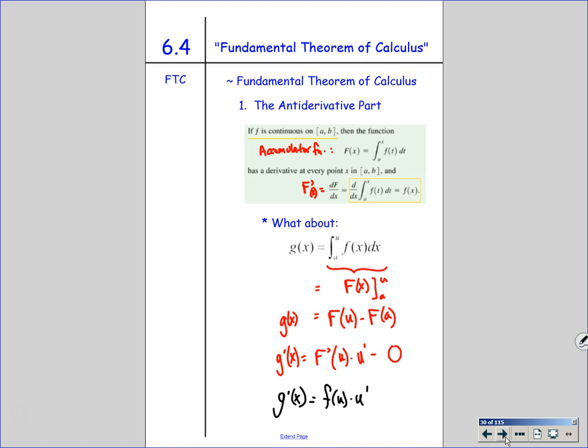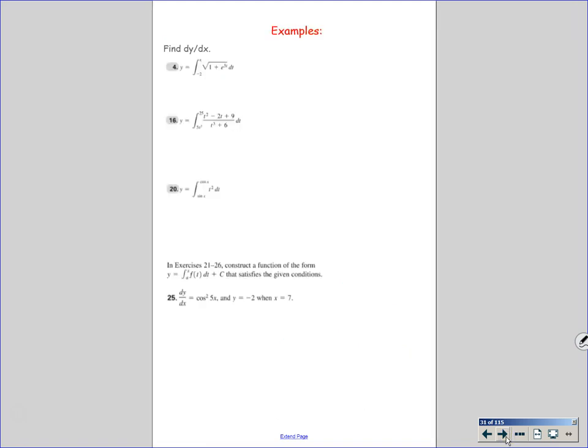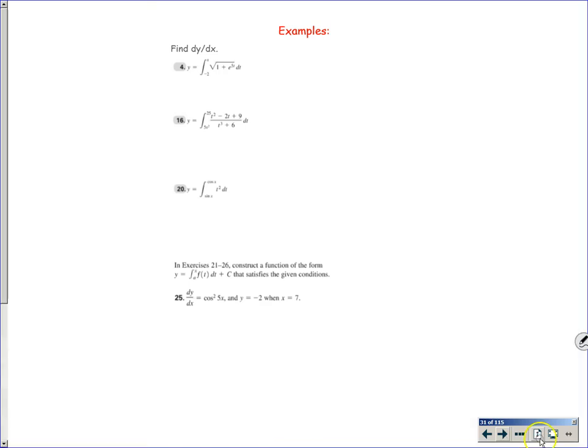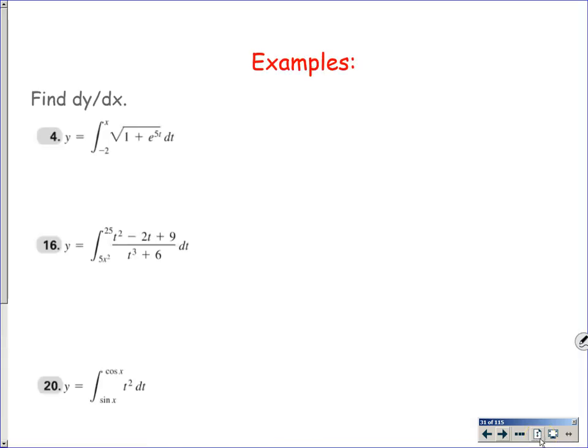The antiderivative part, we're actually talking about, in a sense, the integral of the accumulator derived. So the derivative of the antiderivative is ultimately what's going on. So there's a deriving process. And then the evaluation part is actually how to solve for definite integrals.